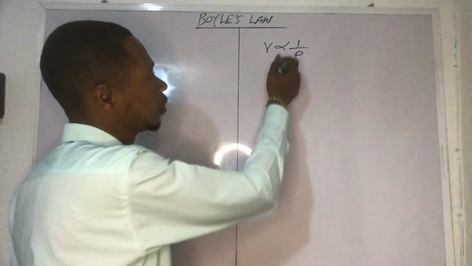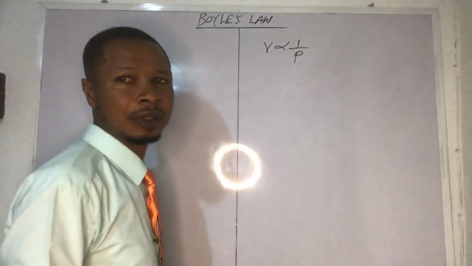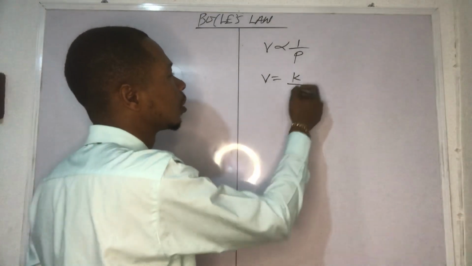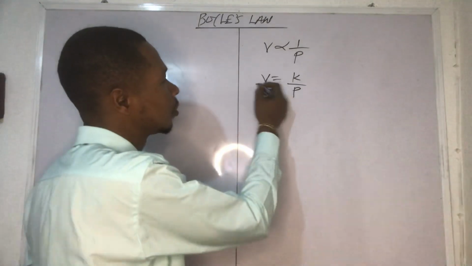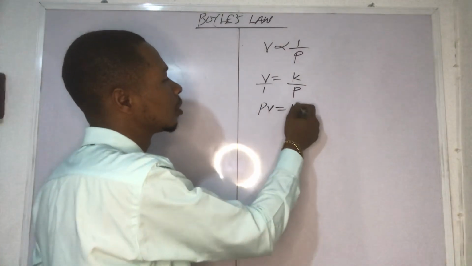And recall, if I remove the proportionality symbol, I will introduce a constant K. Then in that case, you have V is equal to K over P. If I multiply through by P, this gives me PV is equal to K.